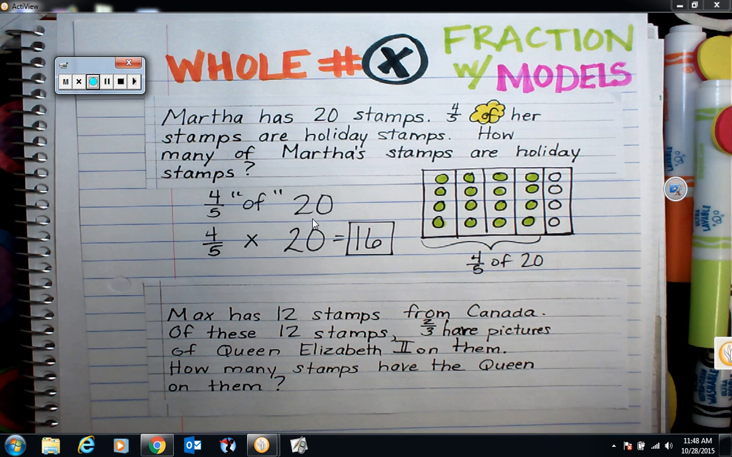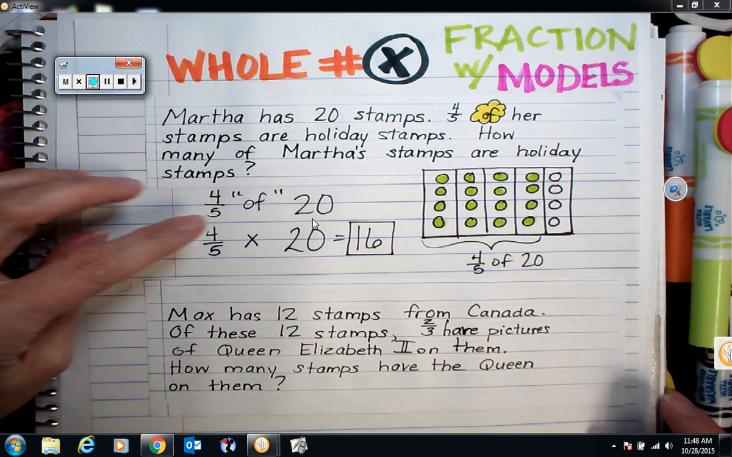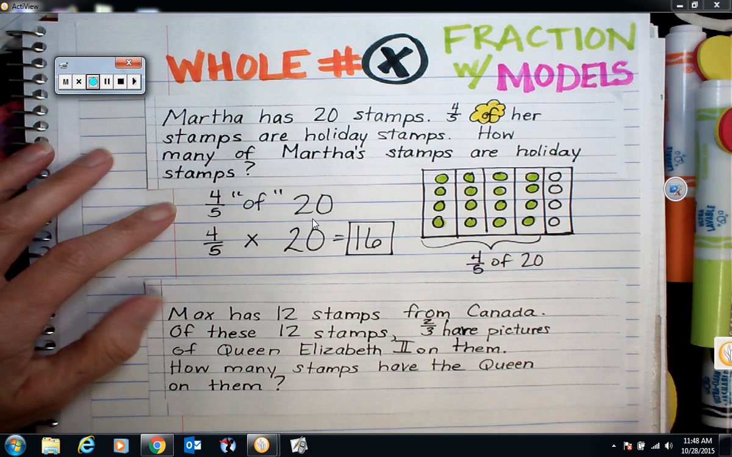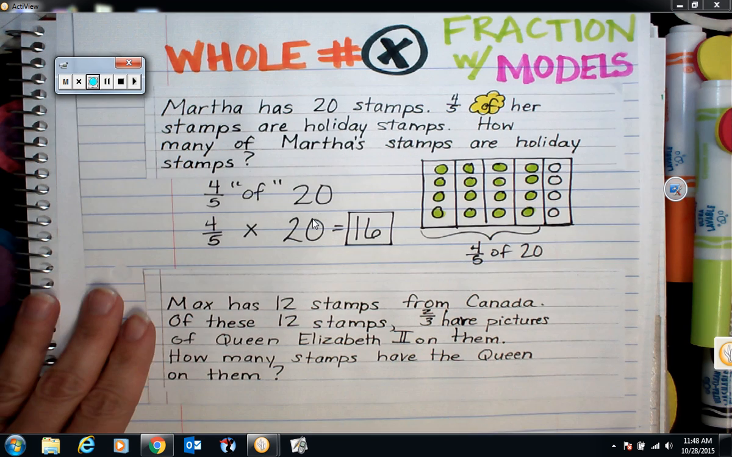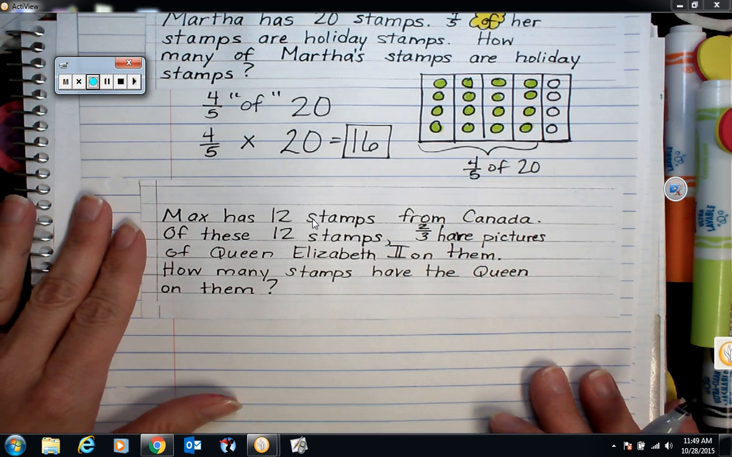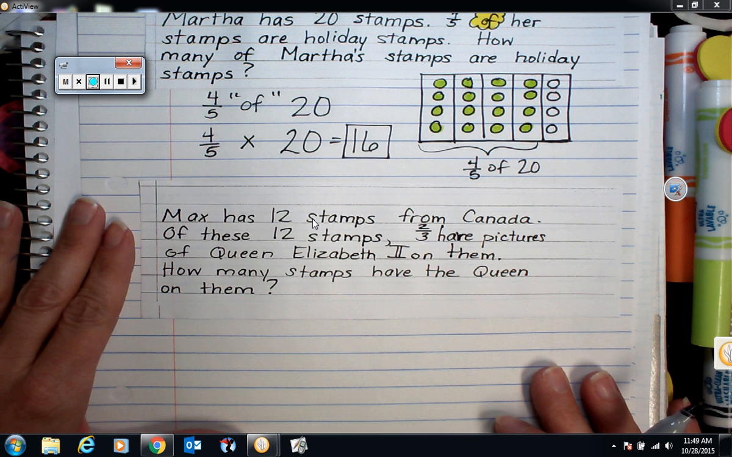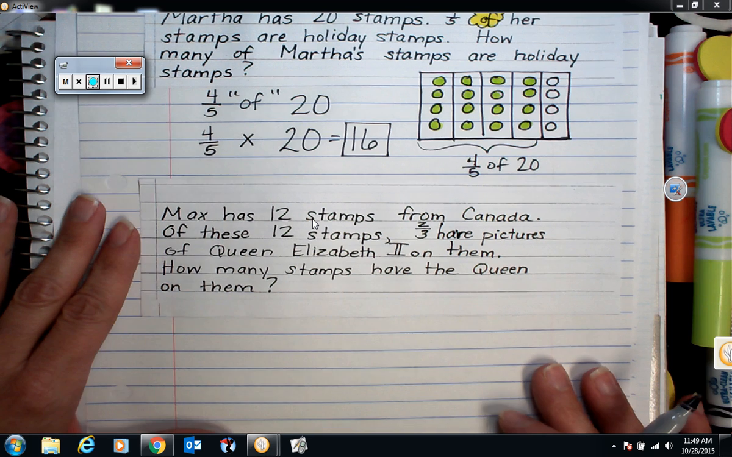Okay, today we're practicing whole number times fraction with models. So we've done the first one together, and we're going to follow this model for the second question. This second question says Max has 12 stamps from Canada. Of these 12 stamps, 2/3 have pictures of Queen Elizabeth II on them. How many stamps have the Queen on them?